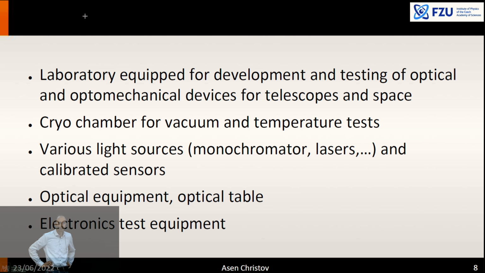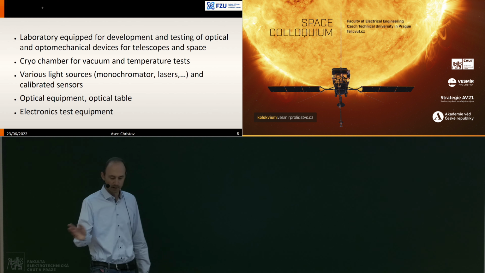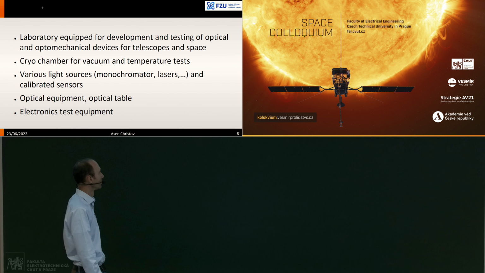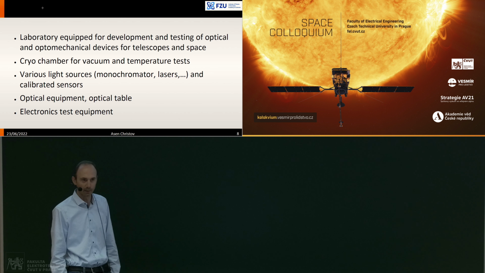For this, we use the cryo chamber, where we are able in vacuum to cool the thing or cycle it. We are also able to shine light on it through the wide windows. We have various light sources for this and a monochromator to choose the wavelength, lasers, calibrated sensors to know what we are sending there, and the usual optical equipment on the optical table, which is, of course, vibration isolated, and the vast set of electronic test equipment you probably have in your laboratories as well.